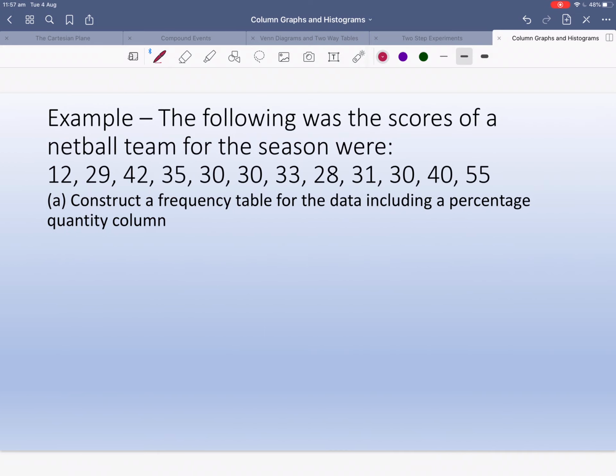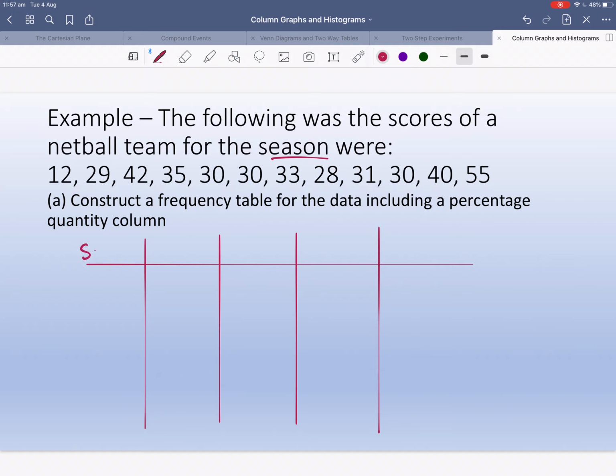All right, let's do an example and let's answer the questions. The following was the scores of a netball team for the season. They were these ones. Construct a frequency table including percentage column. So this should be revision, but let's have a look at it. The first thing we have to do is make a few columns. I'm going to put score, and this is X, and here I'll put a tally column, and then a frequency column.